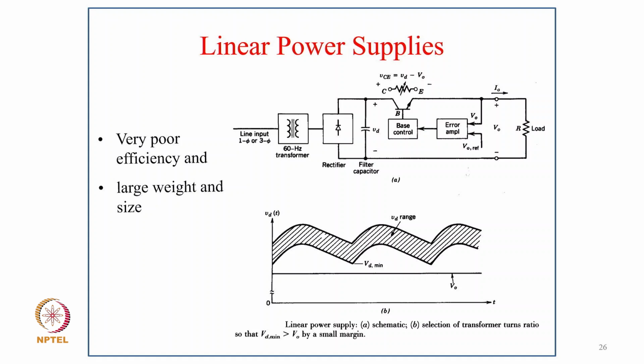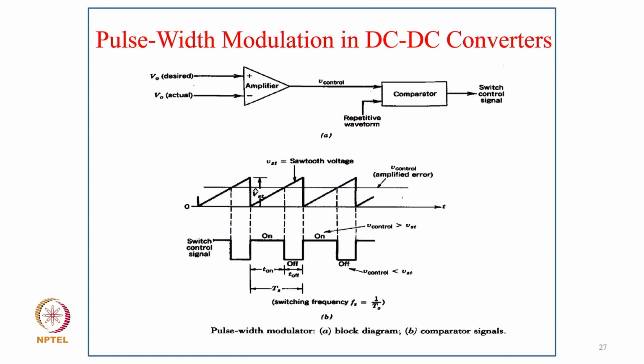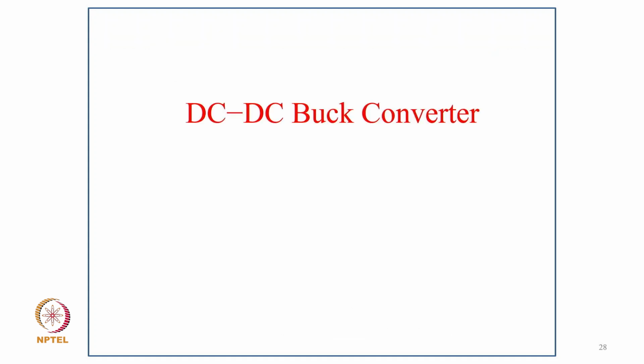To replace this linear power supply, we use a switch mode power supply, where we use a switch mode DC-DC converter. We use the pulse width modulated converter for the remaining DC-DC converters, and you have a controller, which we call an amplifier, and the control voltage is compared with the repetitive waveform, as you can see in the waveform, and gives the switching signal for the switching devices in most switch mode DC-DC converters.